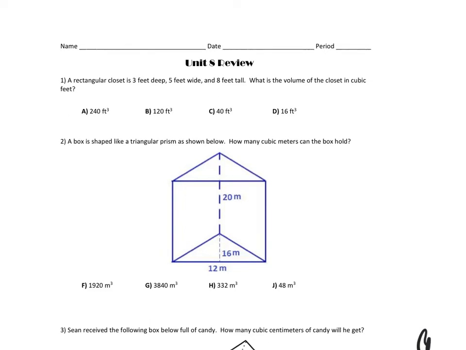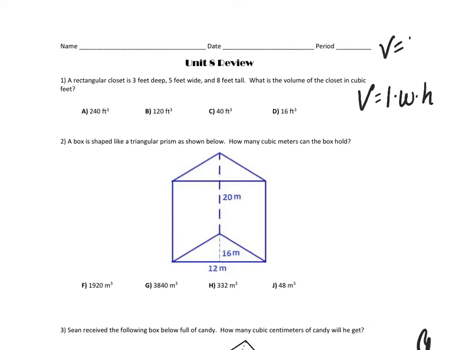It says a rectangular closet is 3 feet deep, 5 feet wide, and 8 feet tall. What is the volume of the closet? Okay, a rectangular closet is going to be a rectangular prism is what we're talking about. It's asking for volume. So our formula for that is length times width times height.